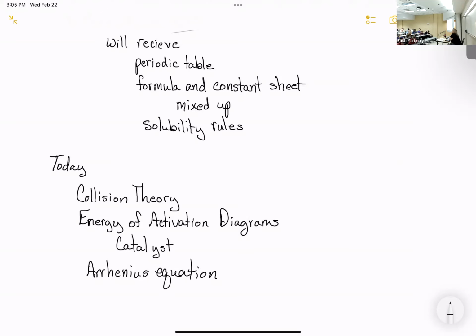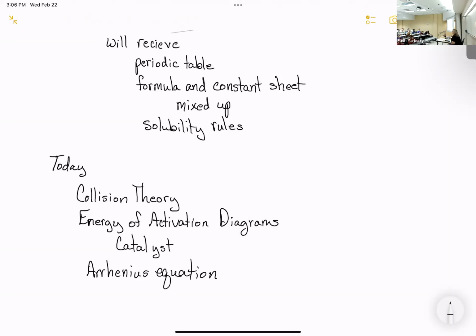We're going to be using the Arrhenius equation, and folks, you've actually already seen something very much like the Arrhenius equation that we will be using, because it's very much like the Clausius-Clapeyron equation. So that should help a little bit, because you already have mathematical skills from the Clausius-Clapeyron. So that is the plan for today.